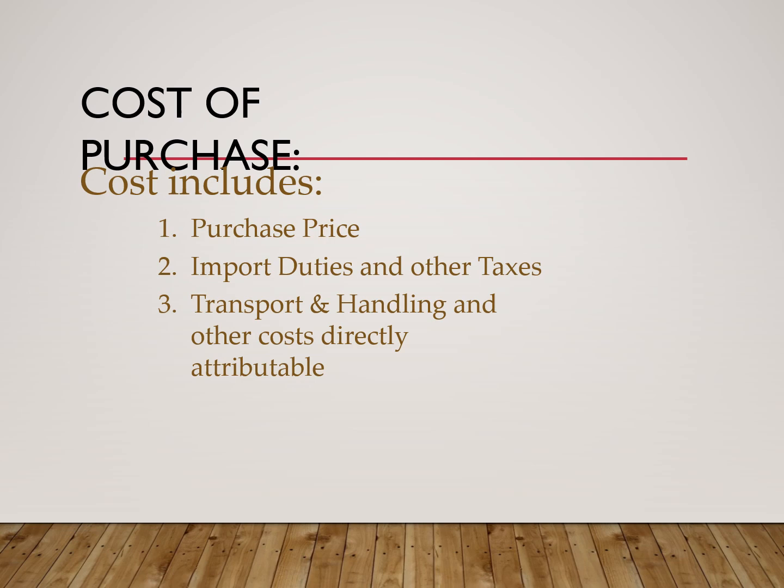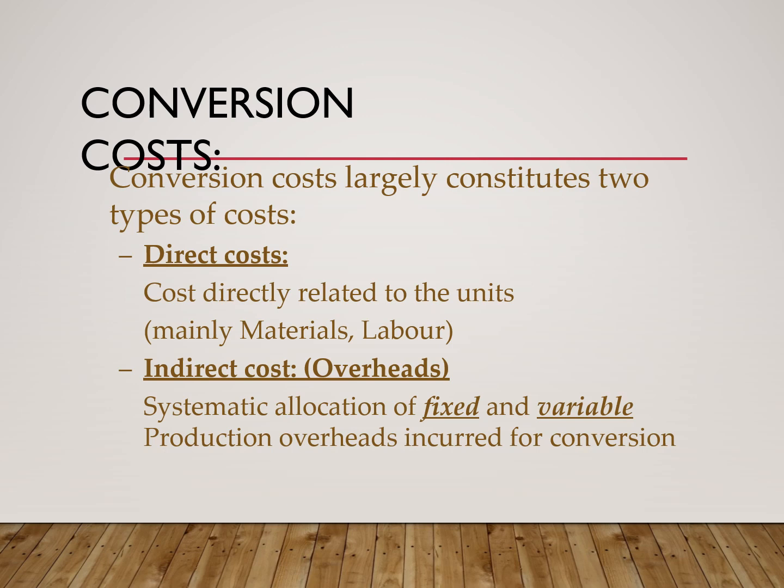Okay, so hindi natin i-include yung mga tax rebates, yung mga purchase discounts. Okay, so what do we include in our conversion cost? Our conversion cost would largely constitute two types of cost. Yung direct cost, so ito yung direct labor. And we also have the overhead, the fixed and the variable production overheads for converting into inventory.